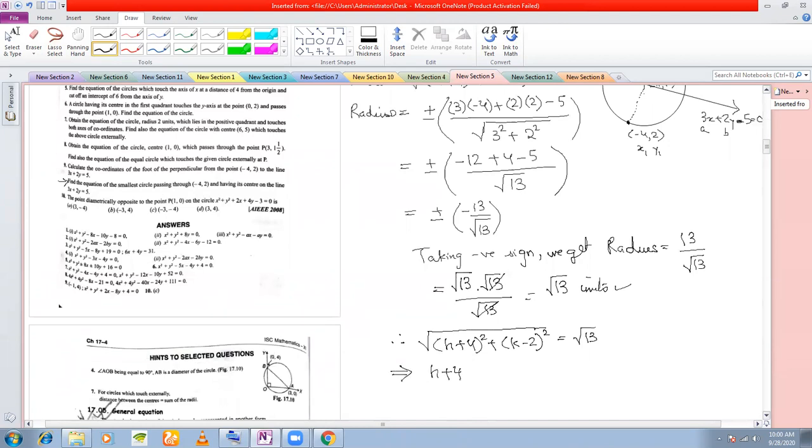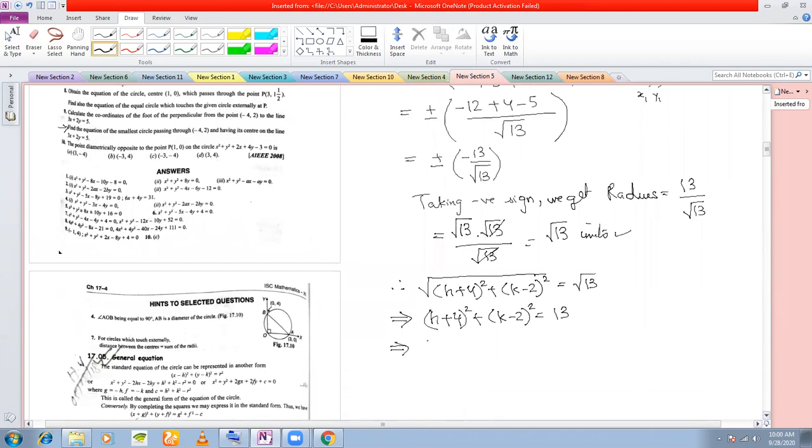Now you square both sides, remove the radical, and you'll get a quadratic. You get (h + 4) whole square plus (k - 2) whole square is equal to 13 when you square both sides. Now you expand. You get h square plus 8h plus 16 plus k square.